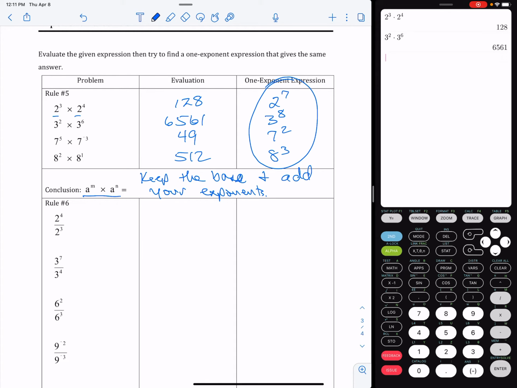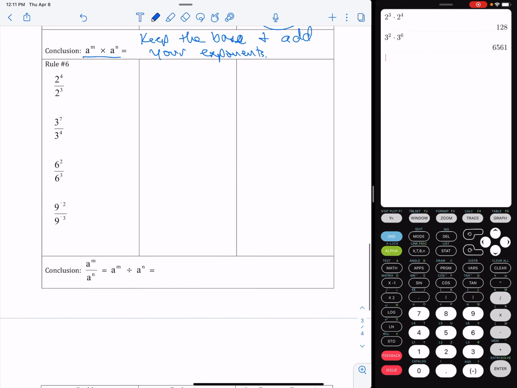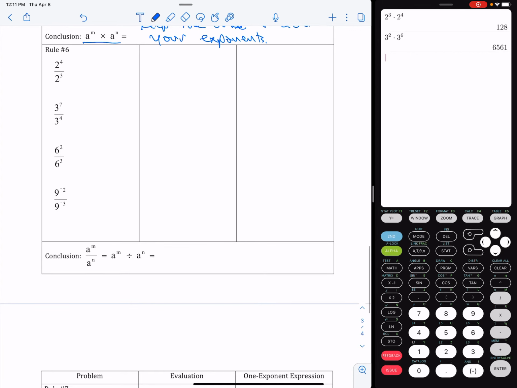That's what we're looking for. Keep the base, add your exponents. Rule number 6, instead of multiplying, you're now doing division. To type this one in, you would do 2 exponent 4, right arrow, divided by 2 exponent 3, enter, and you find out that the answer is just 2.